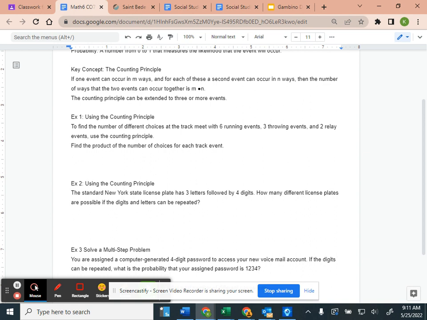So here's the key concept for our counting principle. If one event can occur in m ways, and for each of these, a second event can occur in n ways, then the number of ways that the two events can occur together is m times n. So what Will said with the dice problem in our homework, he said, well, you didn't really have to count them all up. You could just multiply 6 times 6 because there were 6 outcomes for the first event and 6 outcomes for the second event. So that would have been 6 times 6. If you're just looking for the total number of outcomes, you can make it simpler by just multiplying how many in that first event, how many outcomes in the second event.